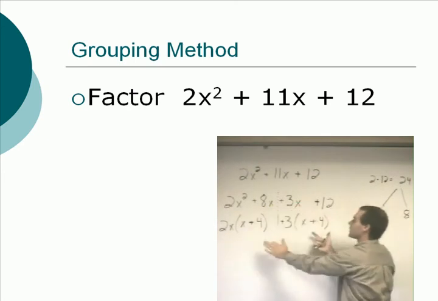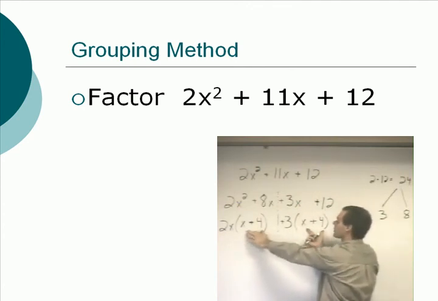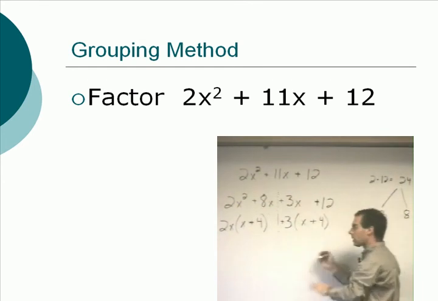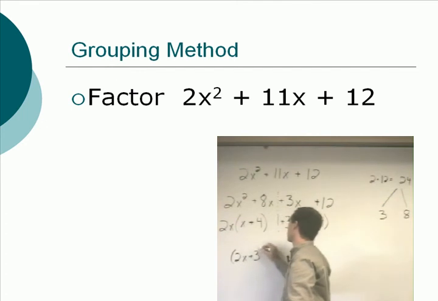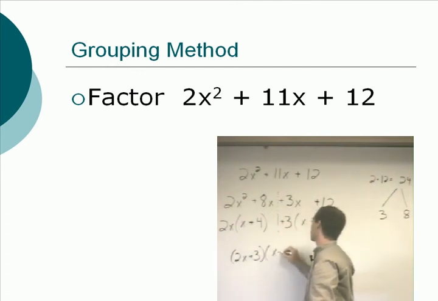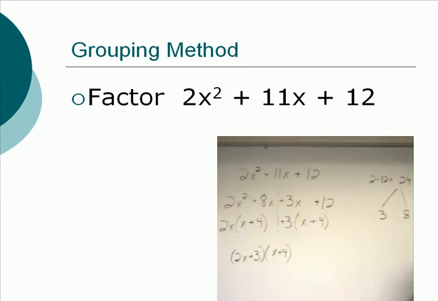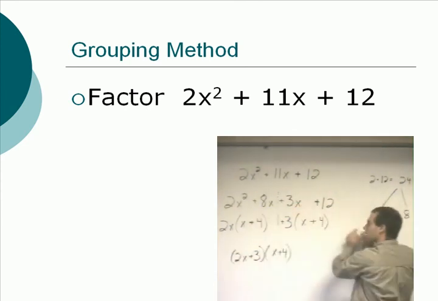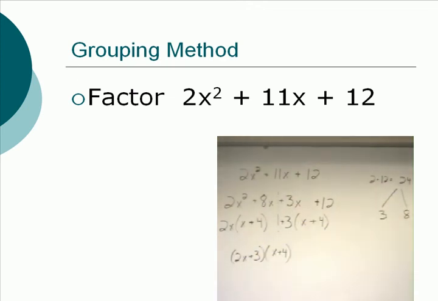If you've done it right, these two will always match. Okay? And now you can factor this x plus 4 out. And you're left with 2x plus 3 times x plus 4, and you're done. It's factored. Okay, so you're pulling this x plus 4 out to the back, and that leaves you with a 2x plus 3 right there. And we're done. It's called the grouping method. No guesswork.